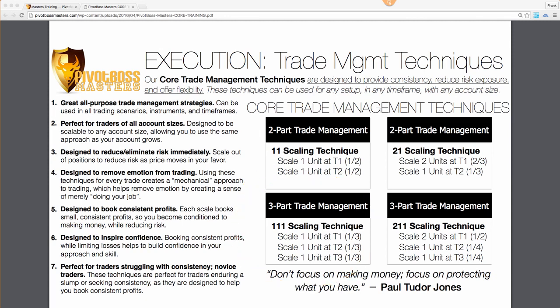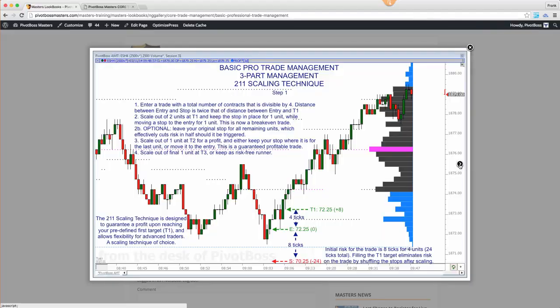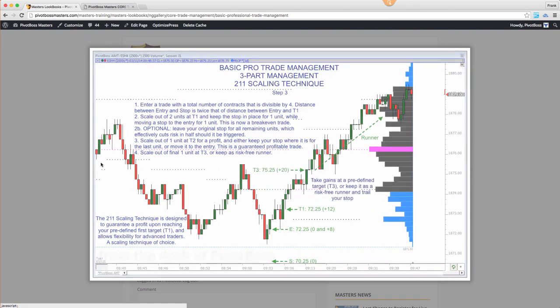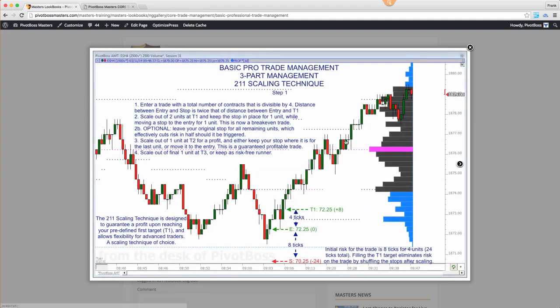Let's go ahead and take a look here at some of these examples. So here is a 3-part scaling technique, and this is the 211. This is the 211 scaling technique. And we'll go through 1, 2, and 3 steps here all the way over. This is what I mentioned. This is one of my favorite techniques. If I have any technique to trade, it's this one. And it's this technique because it offers a whole lot of flexibility.